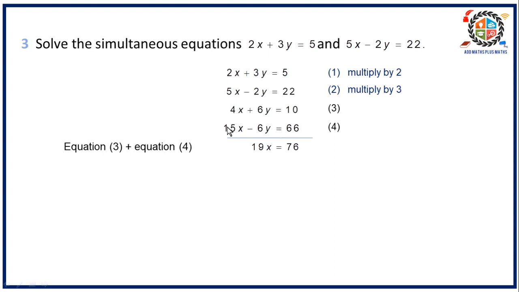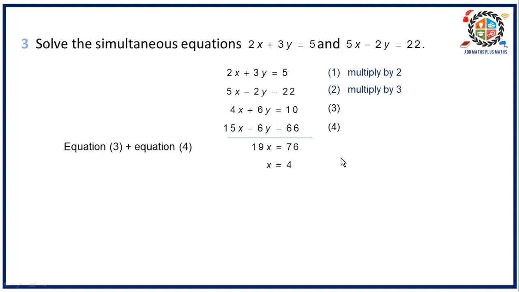So 4x plus 15x is 19x. 6y plus negative 6y is 0. So we are able to eliminate the numerical coefficients and the y. 10 plus 66 is 76. If I divide both sides by 19, I'll end up finding the value of x, which is 4.